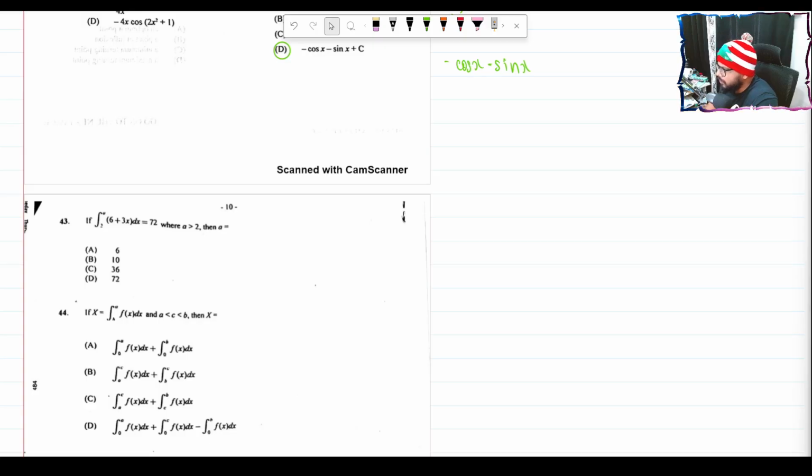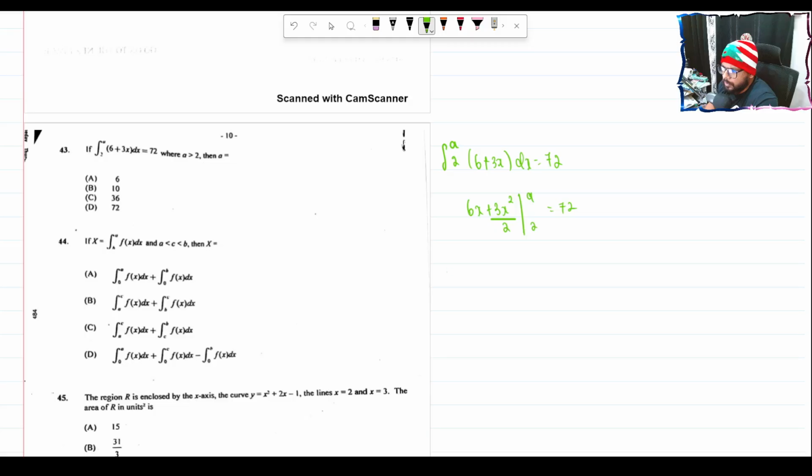The integral from a to 2 of 6 plus 3x dx is equal to 72, where a is more than 2. All right, so let me go ahead and integrate this. We're going to get 6x plus 3x squared over 2, evaluated between a and 2, is equal to 72.